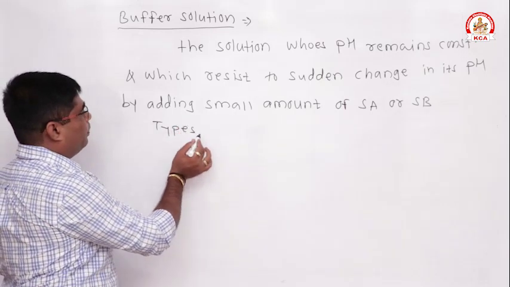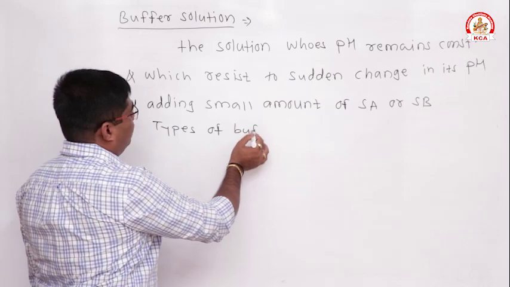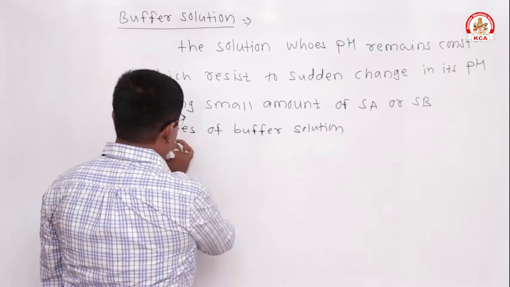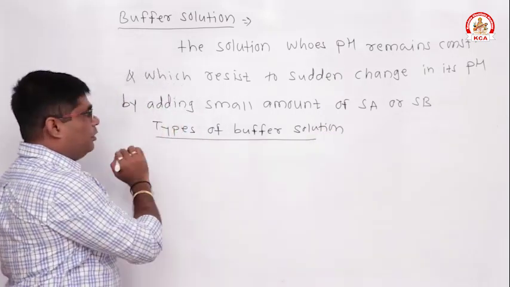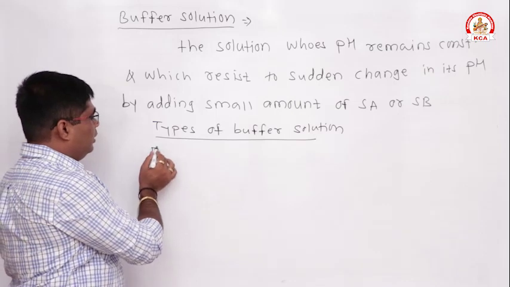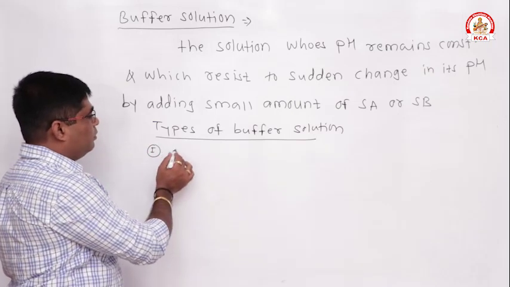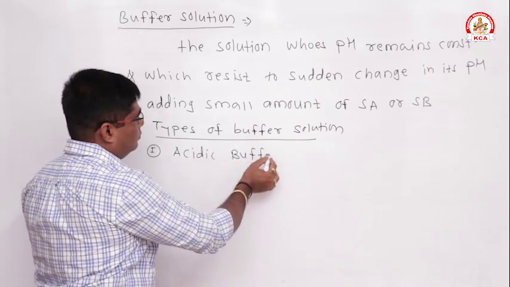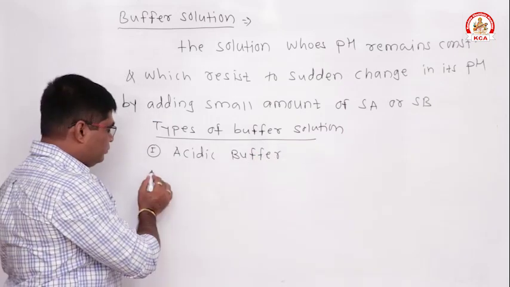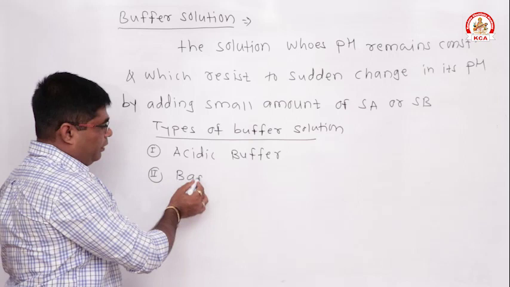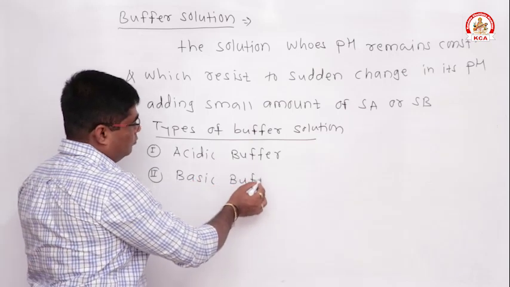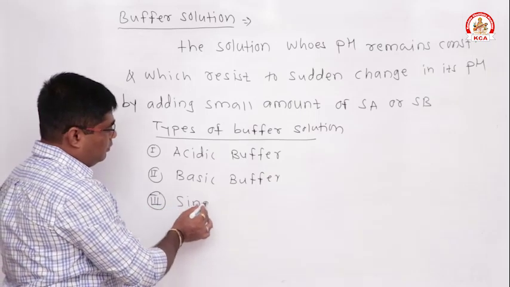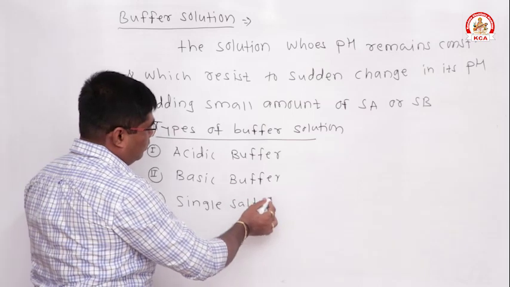Types of buffer solution. How many types of buffer solution? Actually, there are 3 types of buffer solution. Which are those 3 types? Acidic buffer, second basic buffer, and third single salt buffer.